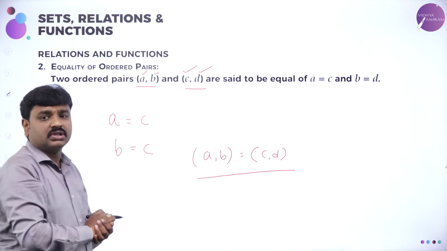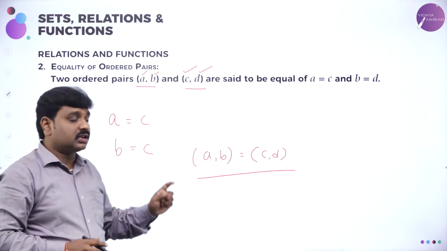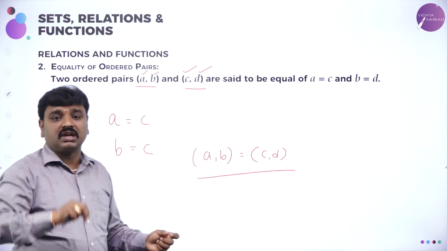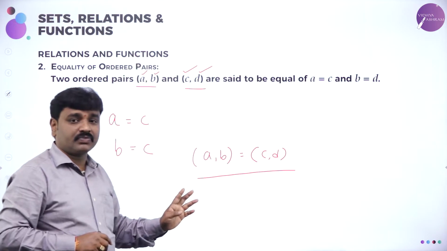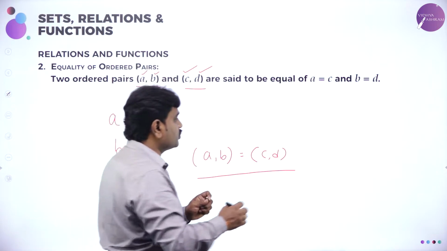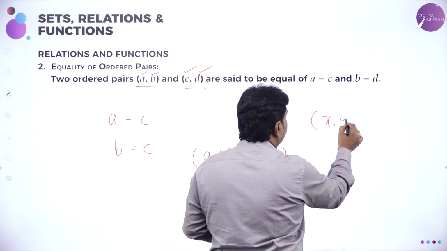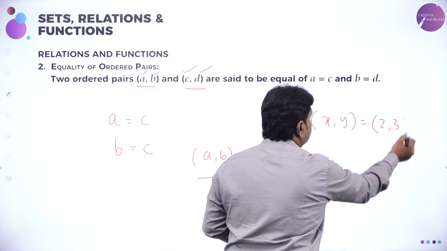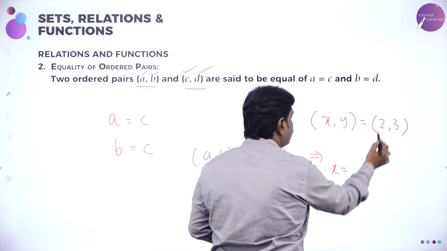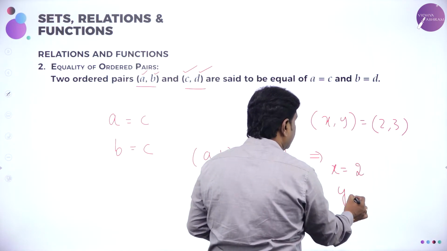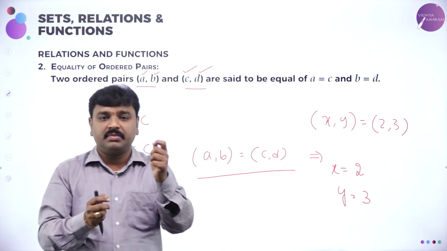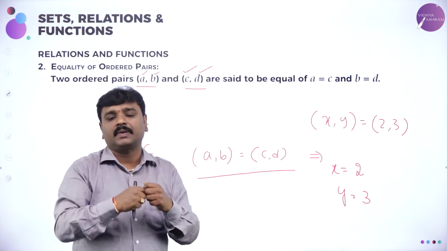So what is the conclusion? If two ordered pairs are equal, corresponding elements should be equal. First element should be equal to first and second should be equal to second, and vice versa. If the first element is equal to the first element and the second element is equal to the second element, then the ordered pairs are equal. Suppose we have a situation, suppose (x, y) is equal to (2, 3). Suppose they tell us the ordered pairs are equal, then that implies the first element should be equal to the first element and the second element should be equal to what? Second element. If the first elements are equal and the second elements are equal, then the ordered pairs are equal, and vice versa.